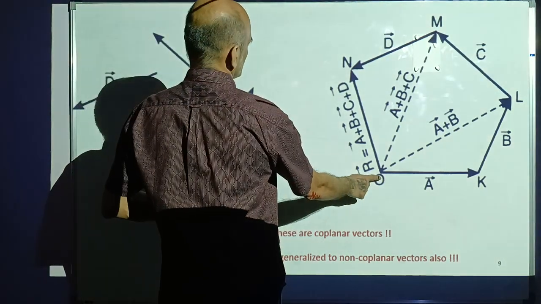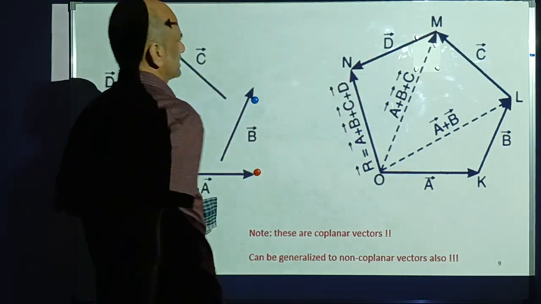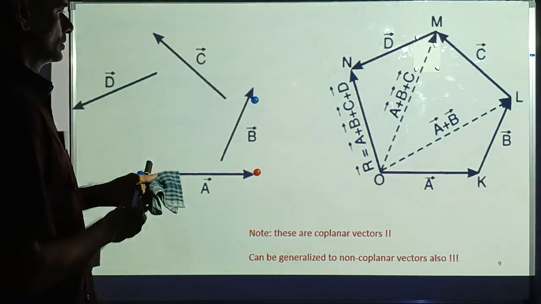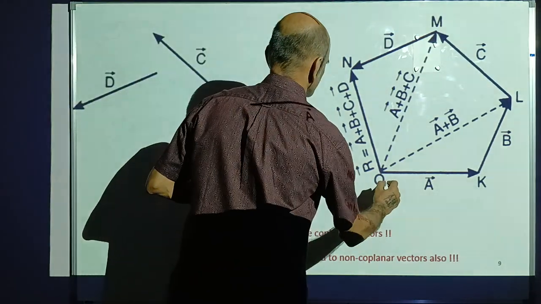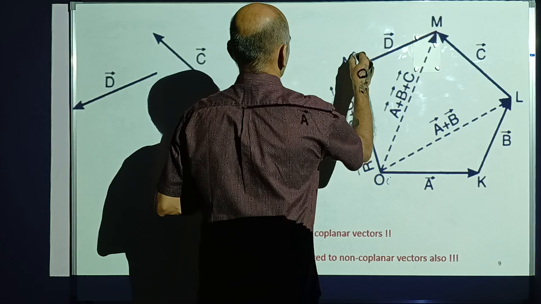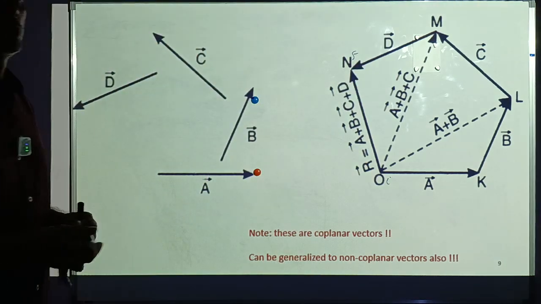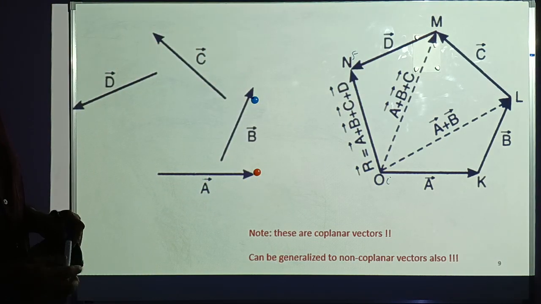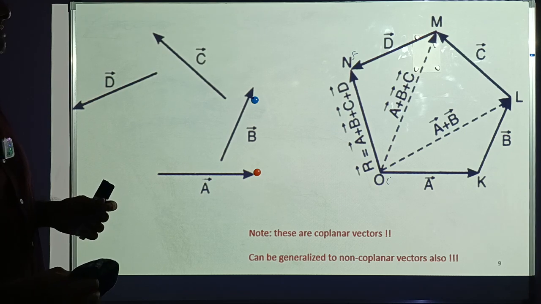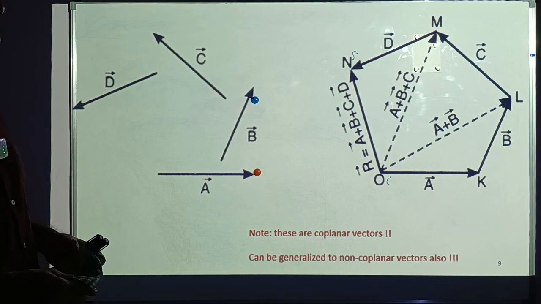And I have to join the tail of the first vector to the head of the last vector to get the resultant. Here also I can remember this as the initial point and this as the final point. I can go from the initial point to the final point by two ways. One is along A, B, C, and D. Another is along R. So effectively both should be the same. So R should be the same as A plus B plus C plus D.